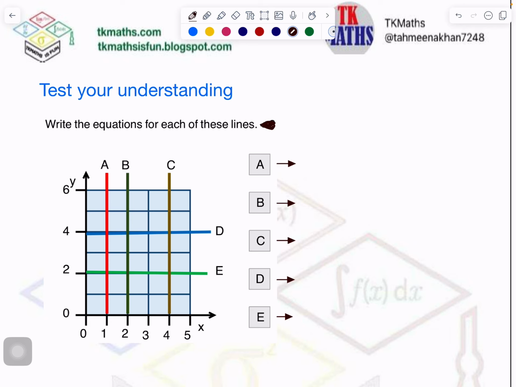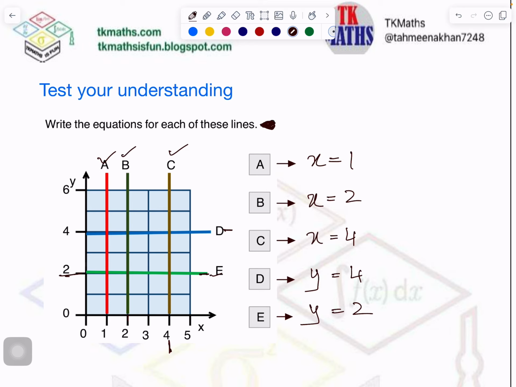Okay, so the equation of line A is x = 1. B is passing through 2 on the x-axis, x = 2. C is also a vertical line passing through 4 on the x-axis, x = 4. D is passing through 4 on the y-axis, y = 4. E is a horizontal line passing through 2 on the y-axis, y = 2. So these are the lines.